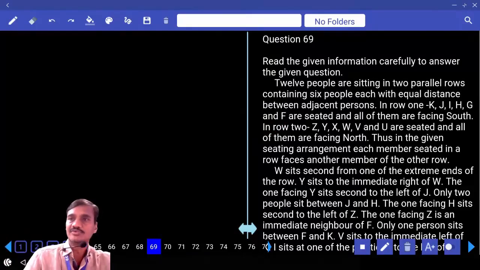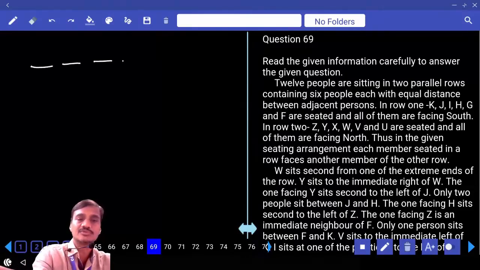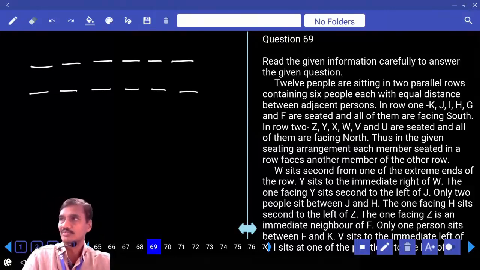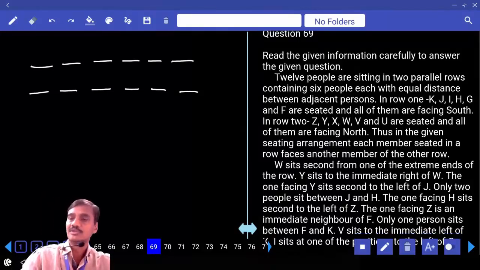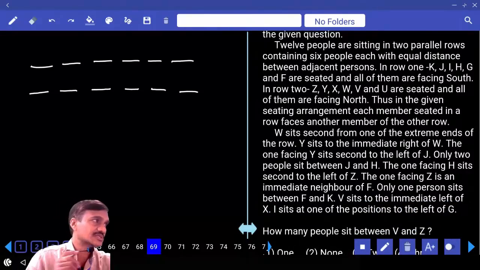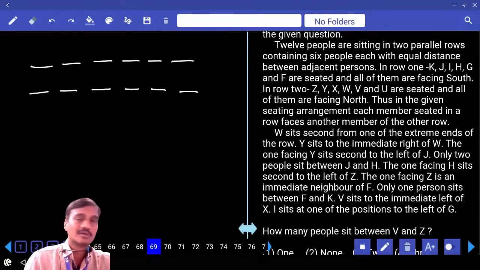Then 69 onwards, it is based on parallel rows. How many people are there? 12 people. 6 in one row and 6 in the other row. 3, 4, 5, 6. And here again, there are 6 more persons here. Now 6 plus 6. And now tell me whether this has to be done in the first priority or the second priority. First priority itself. Clear?